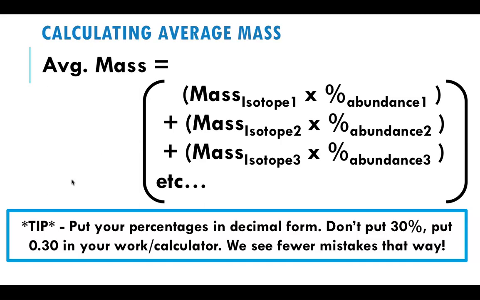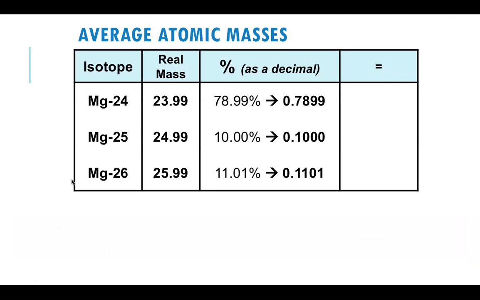We don't want to use 98%, 30%, 42%. Just put it into a decimal, especially in your work as well as your calculator. It's going to lead to a lot fewer mistakes. So do yourself a favor, get rid of the percent, and turn your number back into a decimal number. Pretty sure we all know how to go from percent to decimal. Just divide by 100.